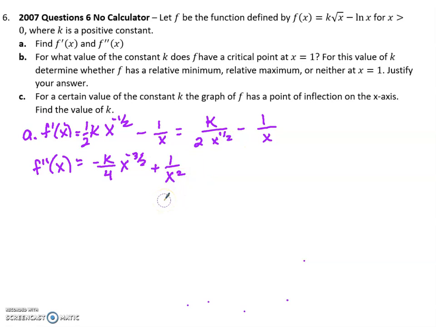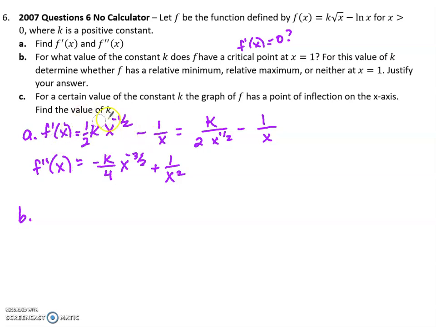They'll accept both answers. For part B, they want me to find out what value of the constant k does f have a critical point at x equals 1. Critical point is typically when your derivative is 0. Remember, that's one of the ones. It could also be undefined, but that's kind of what we're looking at. And so we're saying at 1, if there's a critical point at 1, what would that k value have to be? So that's where we're headed. Okay, and then we're going to figure out if it's a max or a min or neither.